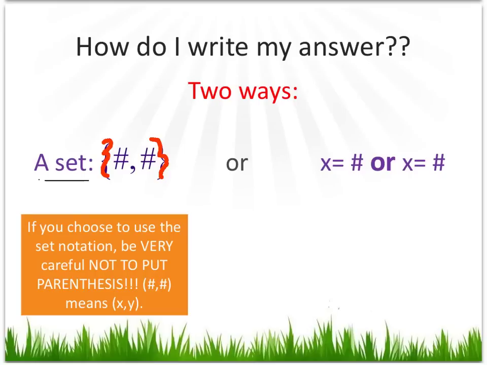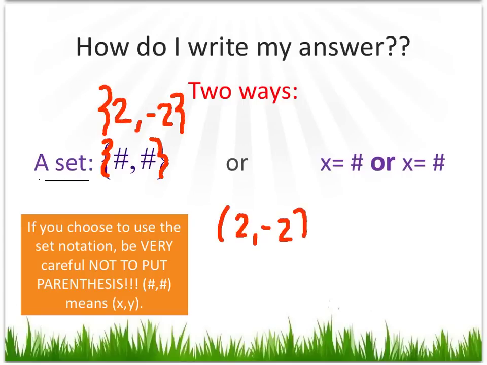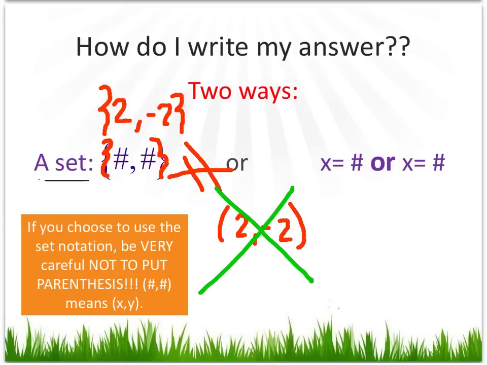Now it's very important that you do not use parentheses, because let's say my answers were 2 and -2, and I would write them in a set. If I write 2, -2 with parentheses, that does not mean the same thing. These two things are not equivalent statements, okay? Because this right here means the point, the coordinate point x, y, x being 2, y being -2. So that's not what I want at all. So please make sure that if you decide to use set notation, you do not do this, that you use the brackets.